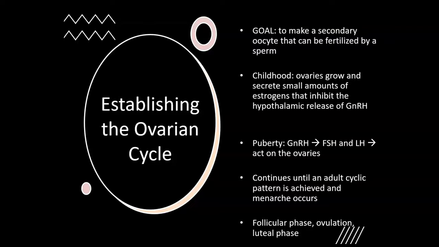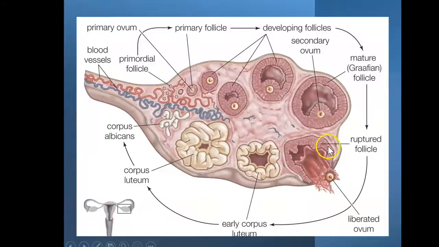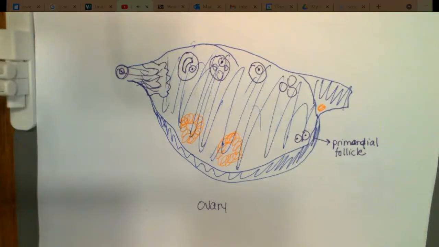There are three general stages of the ovarian cycle: the follicular phase, ovulation, and the luteal phase. Here's a picture showing you the ovary. You can see that we're going to start with primordial follicles, and they're going to go through a maturation period until we actually have a secondary oocyte or a mature egg that will eventually get released into the fallopian tubes, where it will travel down to the uterus, where hopefully fertilization will occur. So let's talk about how this process actually works.